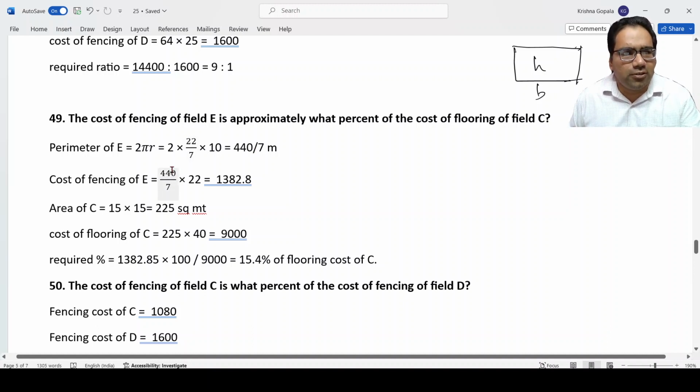Cost of this is 44 into 12 into 22. That is also given, right? You can do this calculation. This comes out to be 1382.8.